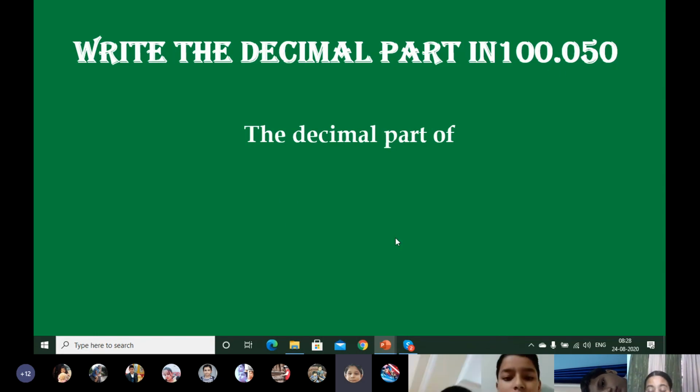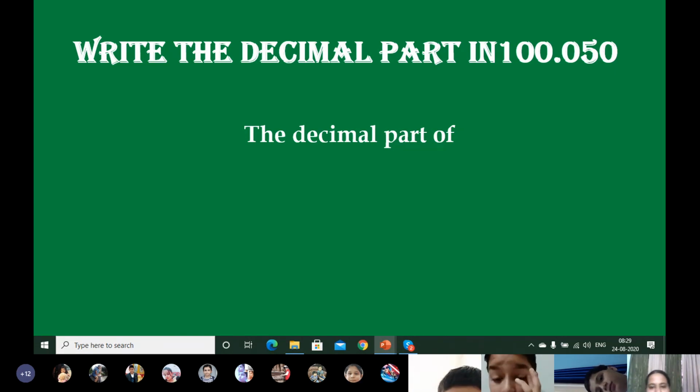100.050. Ma'am, 0 tenth 500 Zero. बेटा, नहीं कह रहे कि expand कीजिए, सिर्फ डेसिमल पार्ट को पढ़ के बता दो क्या है. We are not telling you to write the expanded form or anything. We are just asking a very simple question. What's the decimal part? Means what is written in the decimal part?